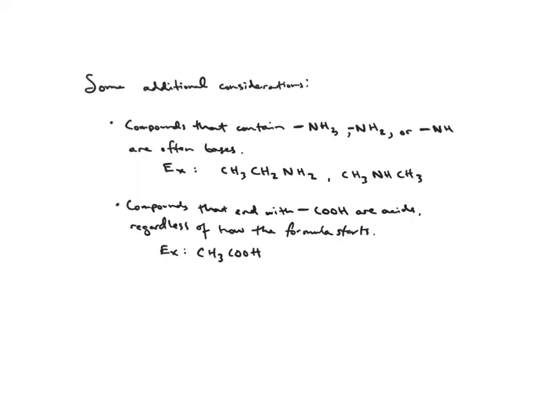Some additional considerations with names and formulas, some things to keep in mind trying to identify whether something's an acid or a base. Compounds that contain anything, like in the middle of it or at the end of the formula, that has NH3, NH2, or NH are often bases. So this example here, CH3CH2NH2, this is a base, okay? CH3NHCH3, same thing. It's got one of these three groups, this amine group is what it's called. But that's going to indicate usually that you're seeing a base.